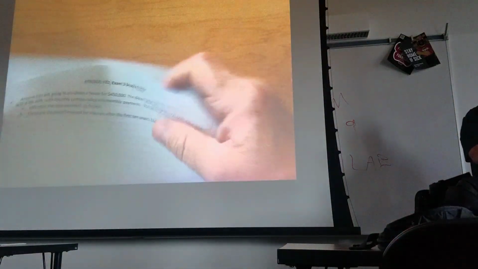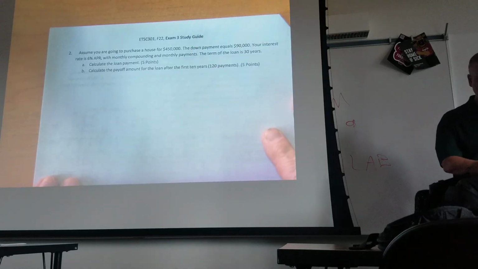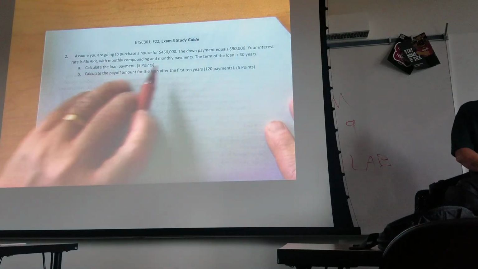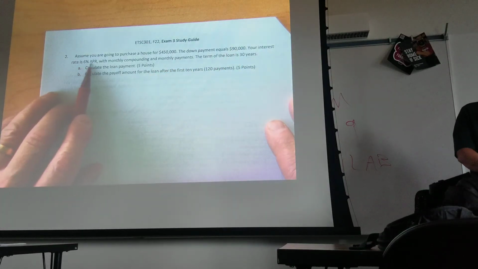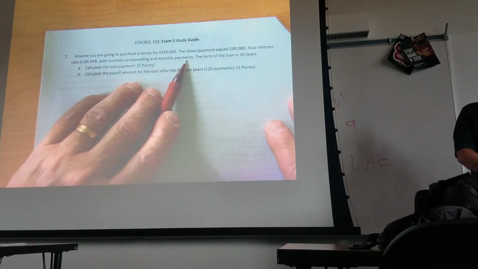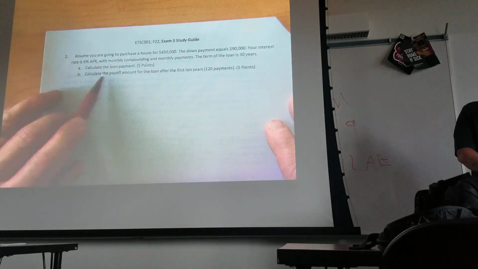Okay. Problem 2. Assume you're going to purchase a house for $450,000. Down payment is $90,000. Interest rate is 6%. Monthly compounding of payments. Okay, 30-year loan. Calculate the payment.